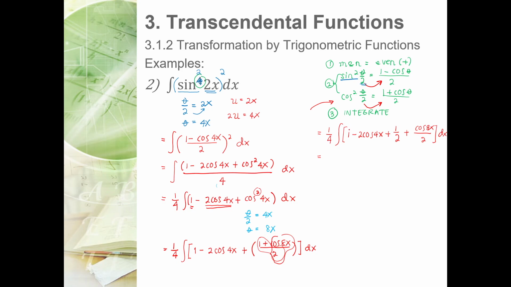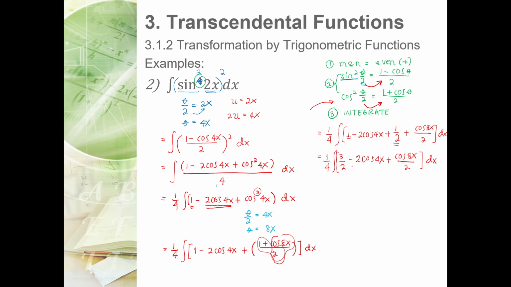Okay, so we can group together 1 and 1/2, diba? So you have 1/4 integral of 3/2. So ano na 3/2 na siya. So minus 2 cosine 4x plus cosine 8x all over 2 dx.